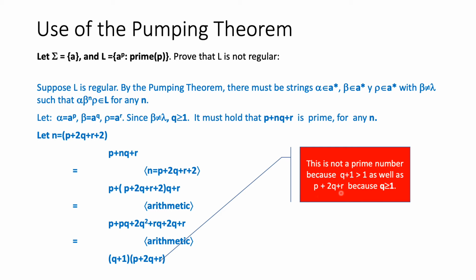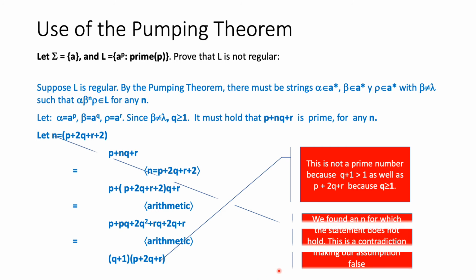And p plus 2q plus r is also strictly greater than 1. Then this is a composite number. We found an m for which the statement does not hold. This is a contradiction because it says for every n, this should be prime. Therefore, I arrived at a contradiction, and my only assumption was that L is regular. Therefore, L is not regular.